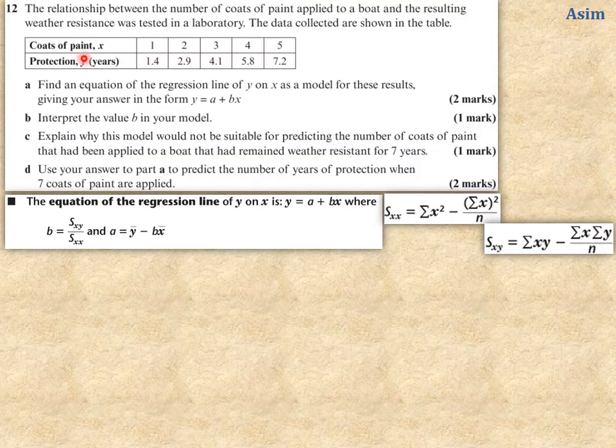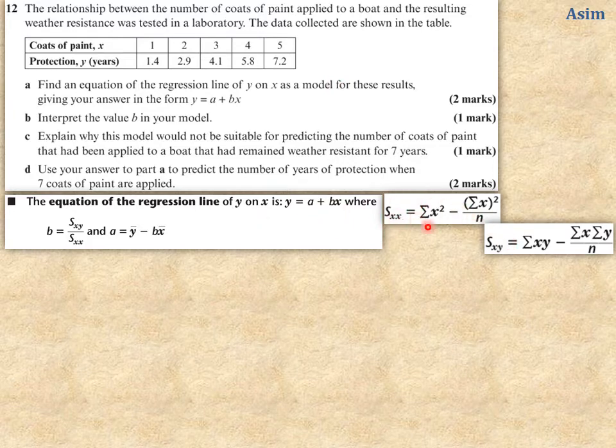Okay. Now this is question number 12. How many coats of paint is given in this table, and the protection per year is written here. Okay, find the equation, interpret, and let us start finding the equation first. I have just written the equations here again for our reference.